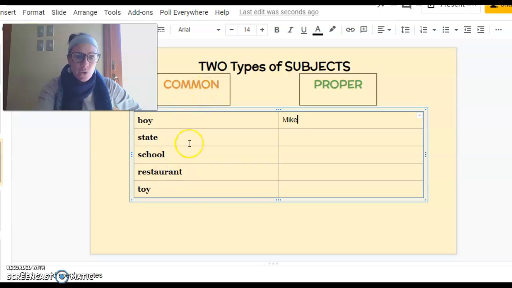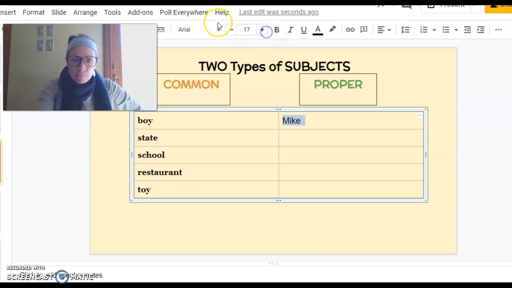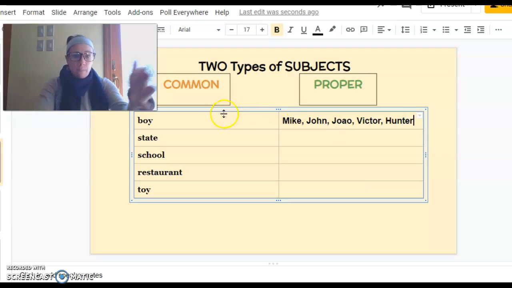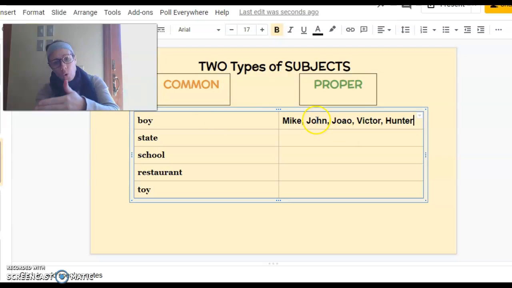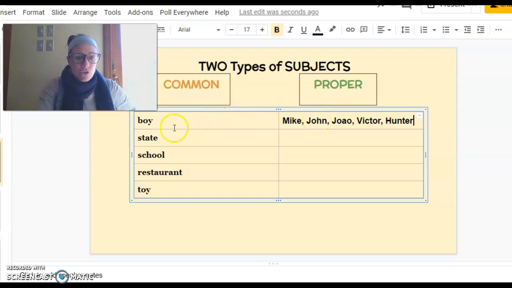So see, this category here is common nouns, and these ones over here are proper nouns. I'm going to make it a little bigger. Okay, so proper nouns have to have an uppercase. Mike, John, Joa, Victor, Hunter, right? All of these could be a boy, which is the common noun, or subject, or it could be proper, an uppercase.